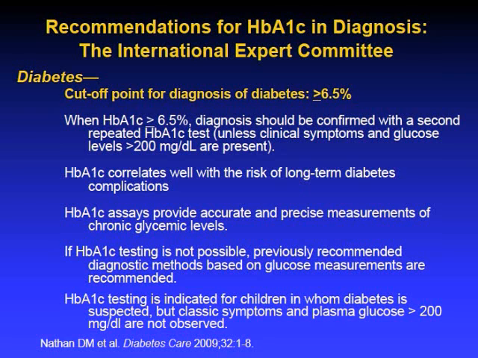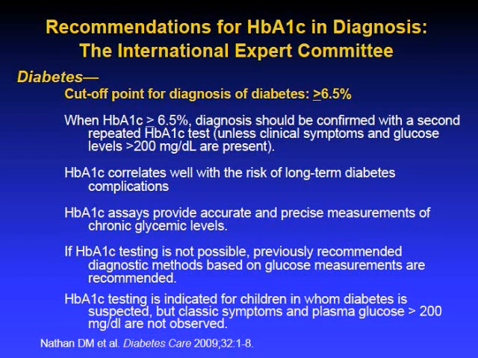The International Expert Committee has assigned a hemoglobin A1c of 6.5% or higher as the optimal value for the diagnosis of diabetes. This value was determined from a study that showed that a hemoglobin A1c of 6.5% or higher resulted in moderate retinopathy, whereas subjects with an A1c level of less than 6.5% showed no signs of moderate retinopathy.